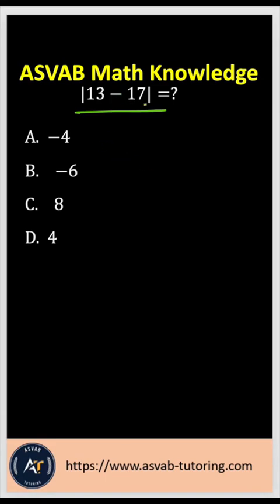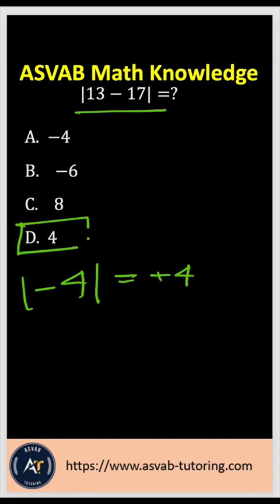So let's do that. Here we have 13 minus 17. Always, if you want to subtract, you write the big number minus the small number, right? So 17 minus 13 gives you 4, and with the sign it is negative 4 here, right? Inside the absolute value, whatever sign you have, positive or negative, it will always be positive. That is answer 4. So the correct answer is option D.